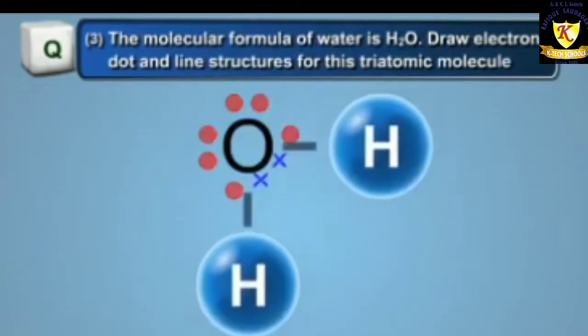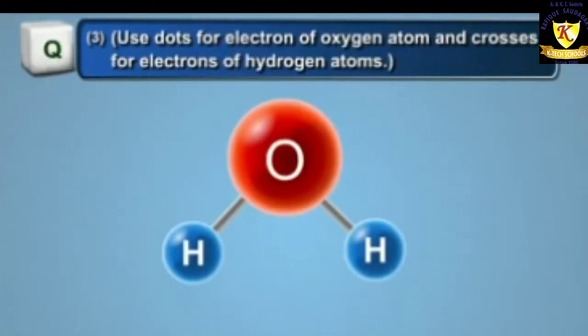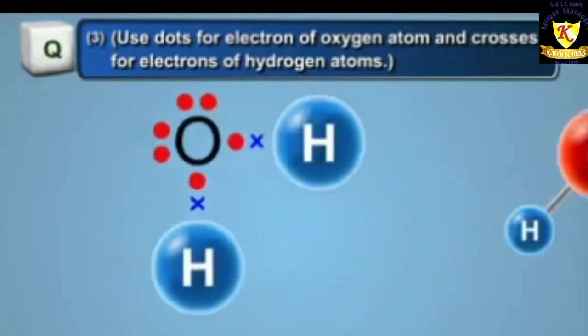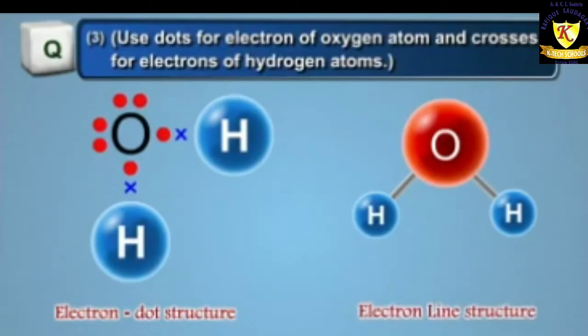The molecular formula of water is H2O. Draw electron dot and line structures for this triatomic molecule. Use dots for electrons of the oxygen atom and crosses for electrons of the hydrogen atoms. So you can draw electron dot and line structures for water in such a way.